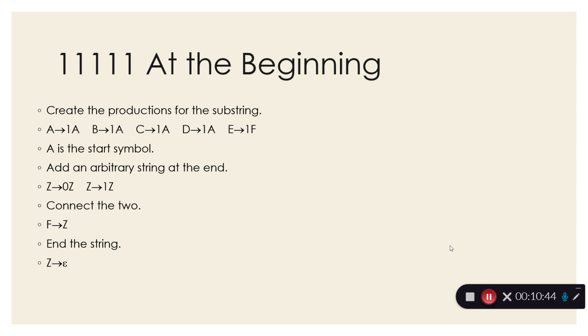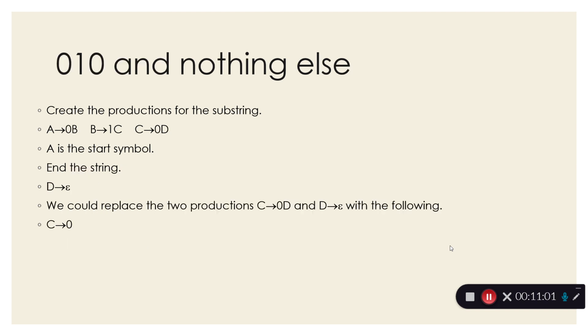We're going to add an arbitrary string at the end using a separate piece. Z goes to 0Z, Z goes to 1Z. And then I'll connect the two. F goes to Z. And I end the string by setting Z equal to epsilon. Z goes to epsilon. All right, suppose I want 0, 1, 0 and nothing else.